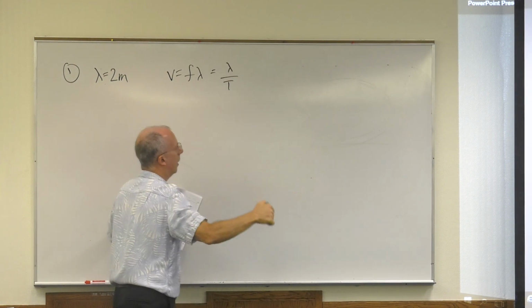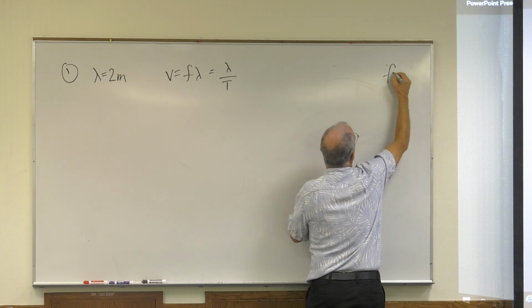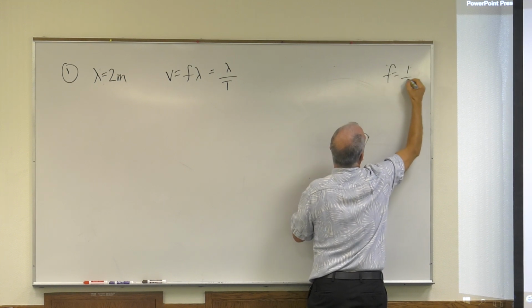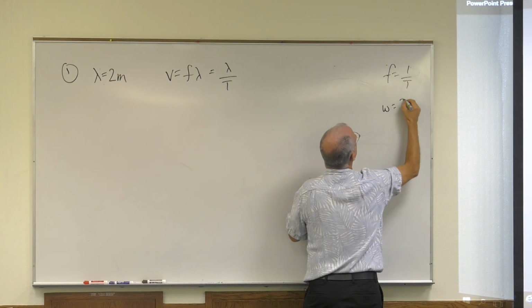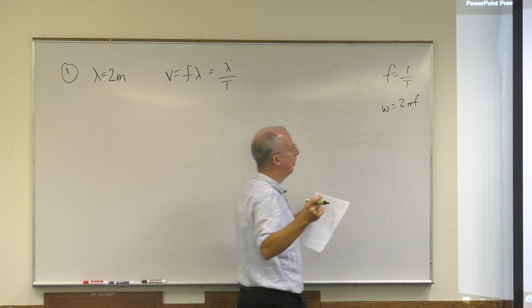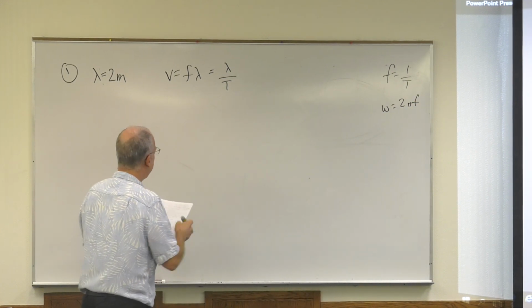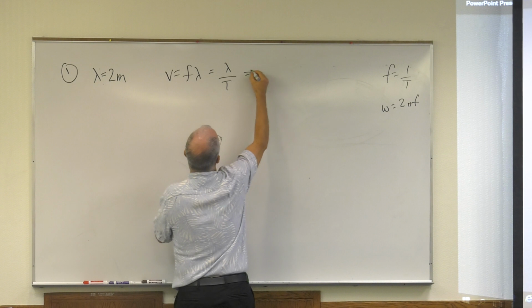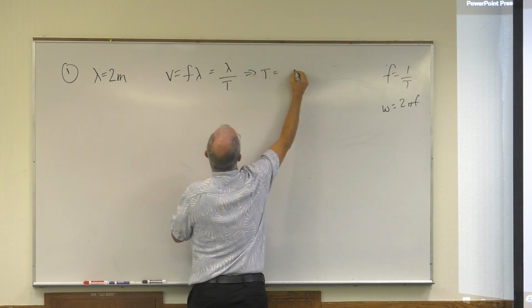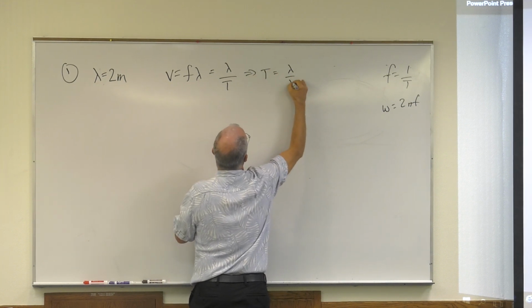You got to remember all these things. Sorry, f is 1 over the period, and omega is 2 pi f. You just got to know them. Since this is true, solve for the period. So the period is lambda over v.